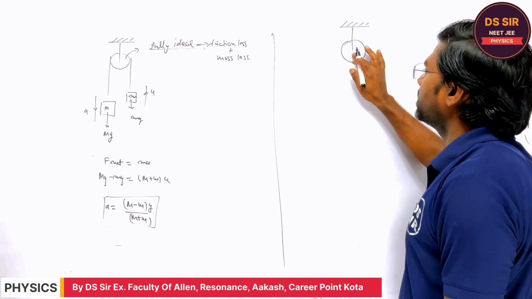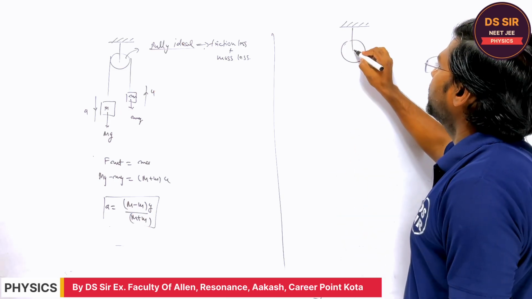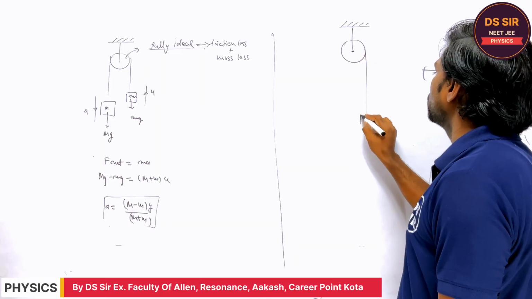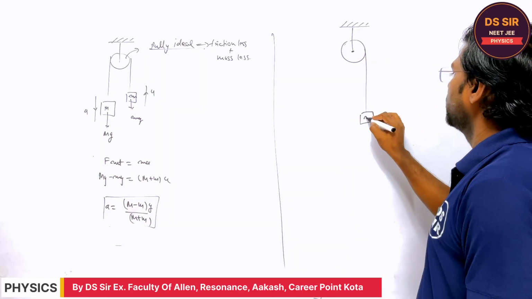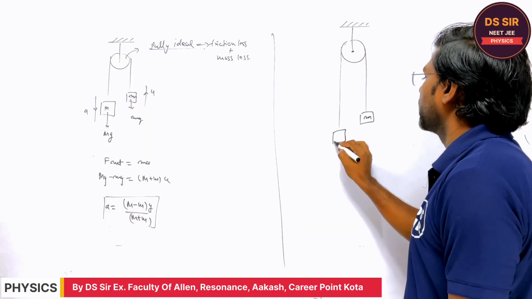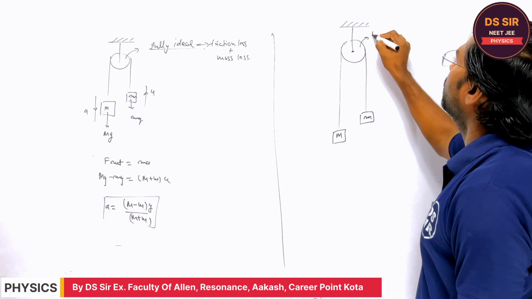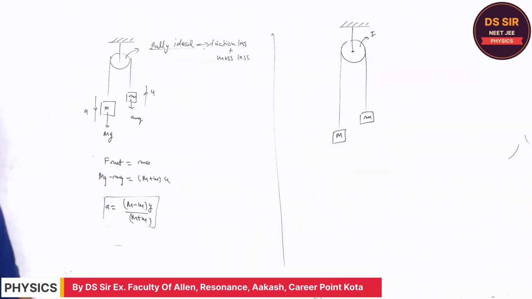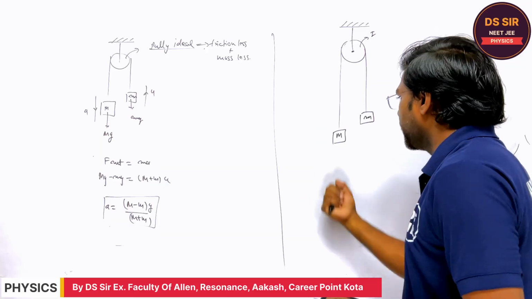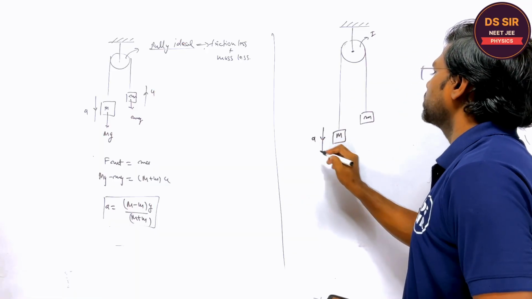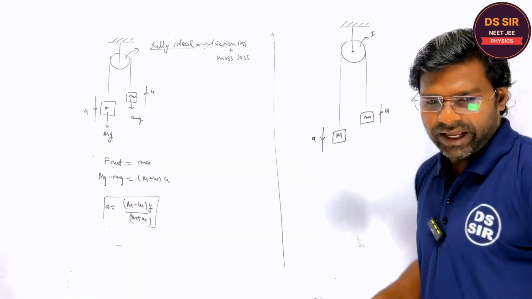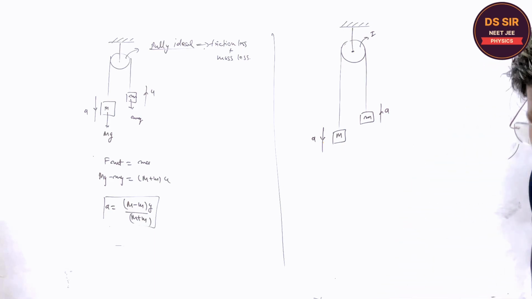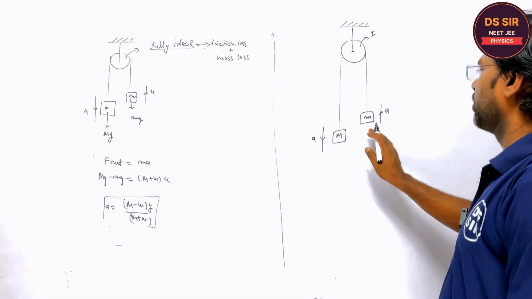But in this case, suppose the pulley is not ideal; the pulley itself has a mass. And if it has a mass, then it will have some moment of inertia. The string passing through is ideal, or inextensible. This is small m and this is capital M. Now its moment of inertia is I. If capital M is assumed to be bigger, it will move down with acceleration a, and small m will move up with acceleration a.